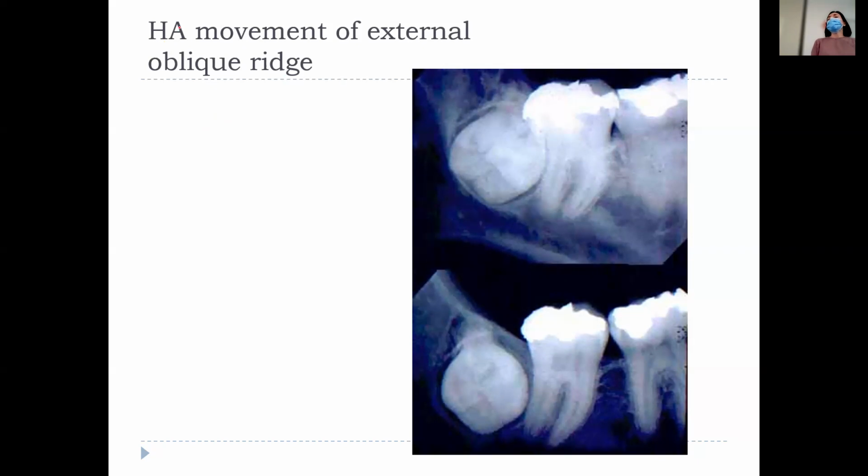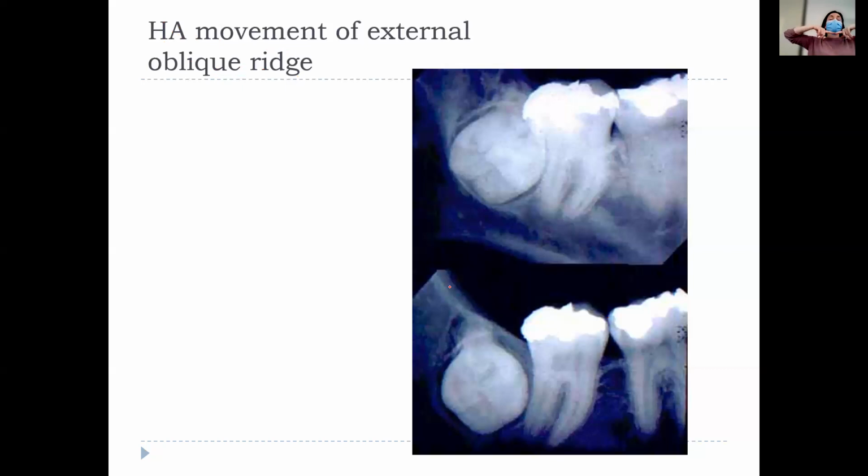Okay. So, horizontal angulation movement of the external oblique ridge. Now we have another structure that we know is buccal, and we're going to identify it. It's the external part of the ridge, the part that's closest to the cheek or the front. And then we have our internal, which is more lingual.